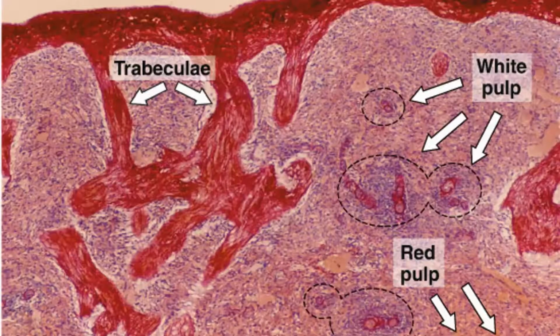This is the other picture of the spleen. In this picture, you can see the capsule, the trabeculae which come into the organ, and you have these roundish white pulps with their central artery, and the background, which we call red pulp. So this is a spleen.